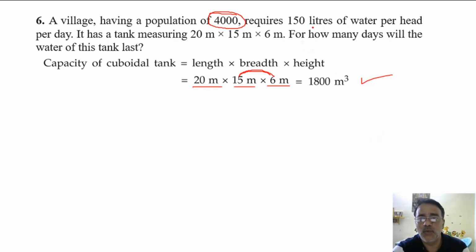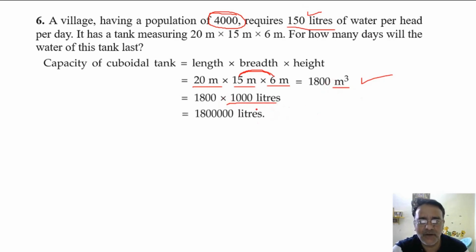Now 150 liter is required for one person, right? Now see, the requirement is given in liters, so that is why we need to convert meter cube into liters. So 1 meter cube is equal to 1000 liters, so we have to multiply. So this is the capacity of the tank. Now the water required for one person is 150 liter.